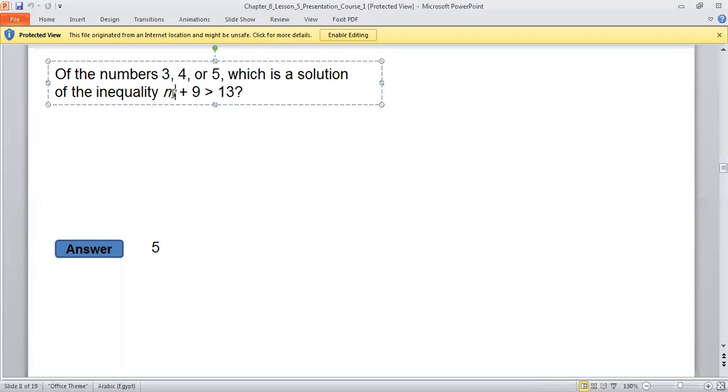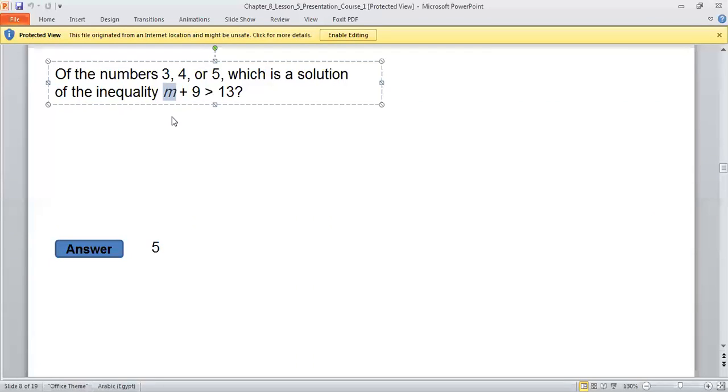Is 14 greater than 13? Yes. Khalid, 14 is greater than 13, right? I thought you said 13 is greater than 14. No, because here it says 14 is greater than 13, right? Is 14 greater than 13? Yes. So the only solution, the only answer here, will be 5.